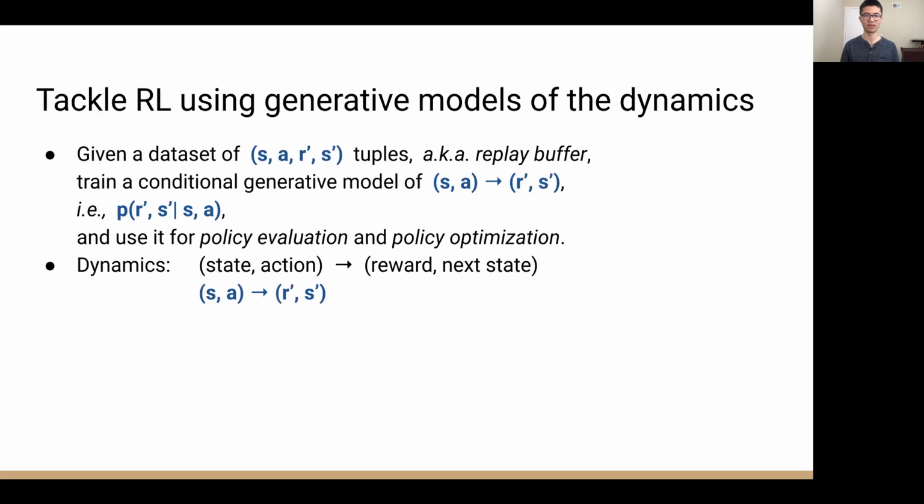setting. In this setting, we're given a static data set of state, action, reward, next state tuples, and our goal is to train a conditional generative model which predicts the next state and reward given the current state and action. This is also known as the offline setting, and it is of real-world interest because there exist many domains where you have a fixed data set, but it can be expensive or dangerous to collect additional data, such as in robotics or healthcare.